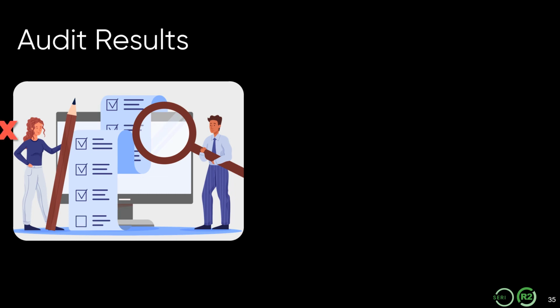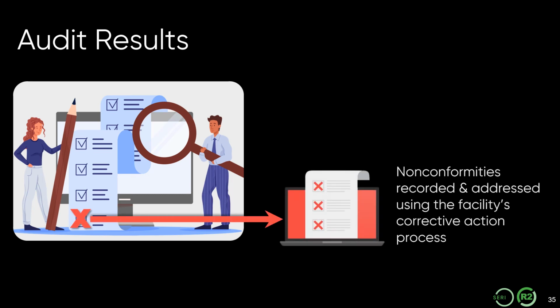Of course, any nonconformities identified through the audit must be recorded and addressed using the facility's corrective action process. Other potential issues that are identified should also be tracked, and where necessary, preventive actions should also be implemented to avoid having these issues become a nonconformance in the future.